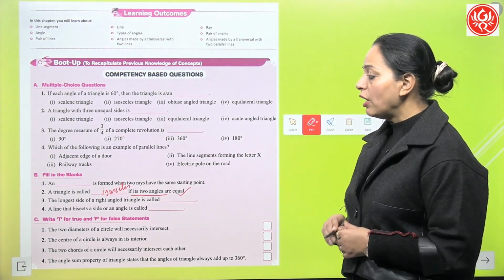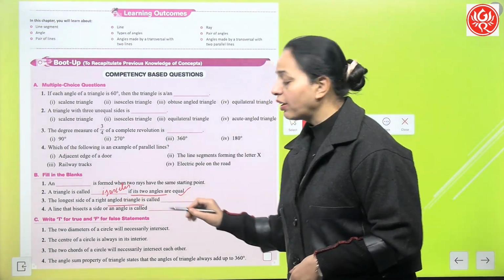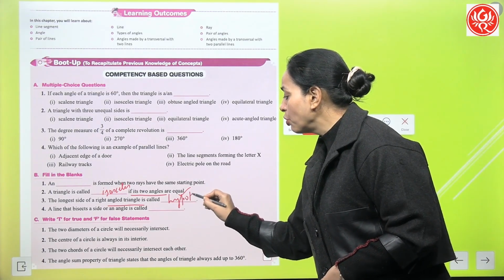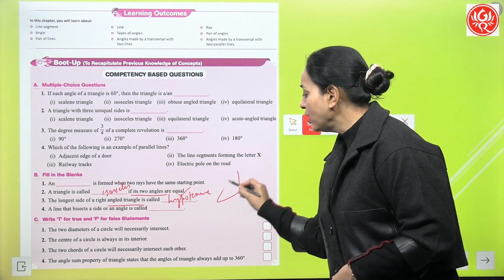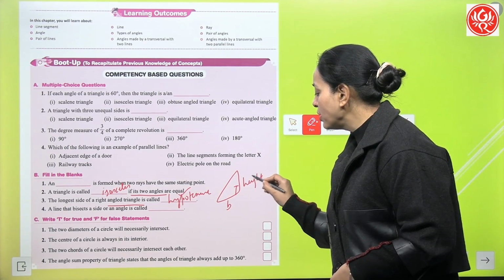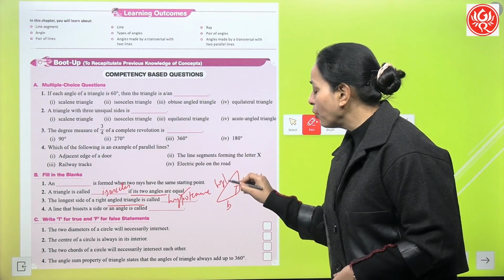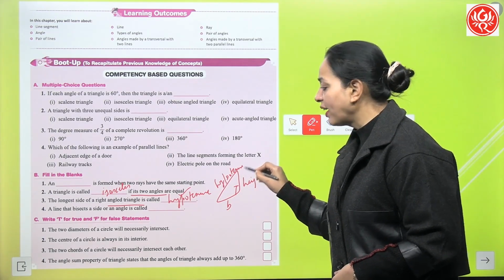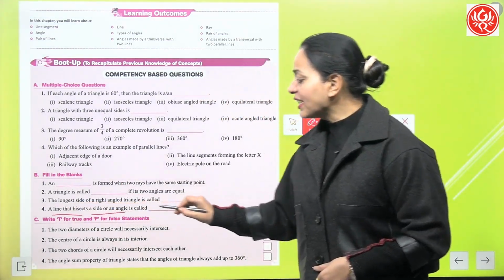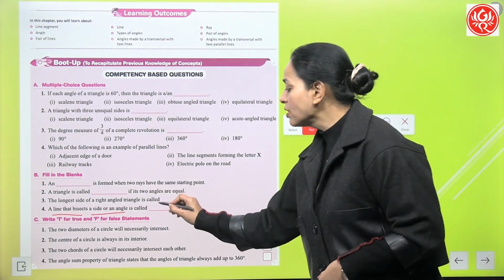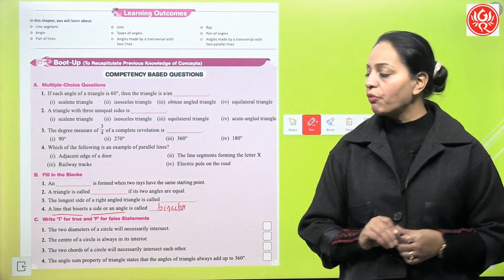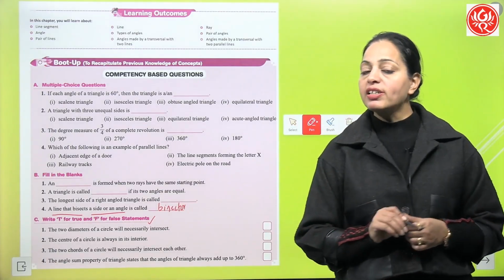The third one, the longest side of a right angle triangle is called hypotenuse. Okay. Hypotenuse. Right angle triangle mein we have three sides. So one is base, one is height or altitude or perpendicular. The third side is the hypotenuse, which is the longest side. Right? Now the fourth, a line that bisects a side or an angle is called bisector. Fine.